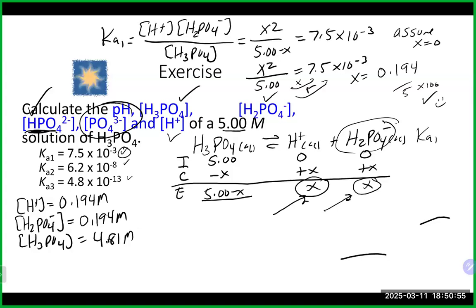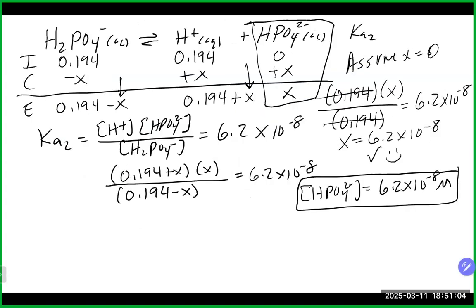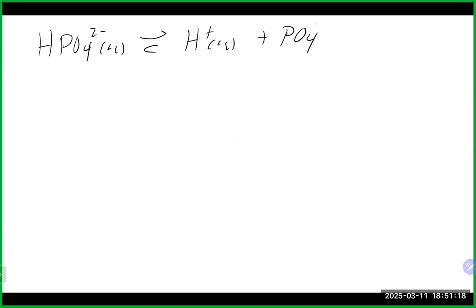And the only way to get the phosphate is we've got to drop one more hydrogen out the door here. So we're going to drop one more hydrogen, which will require us to do our third hydrogen. So our HPO4 2 minus will lose its hydrogen and make phosphate here, PO4 3 minus. That is going to be our Ka3 value, which was 4.8 times 10 to the minus 13.